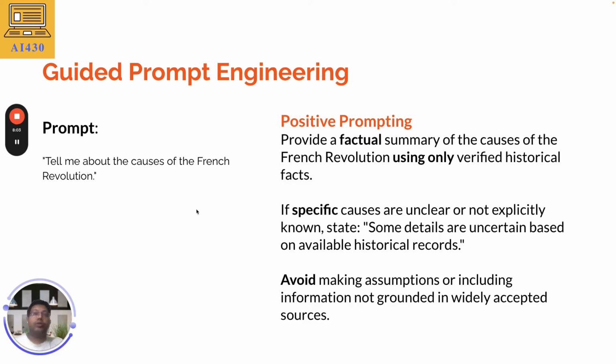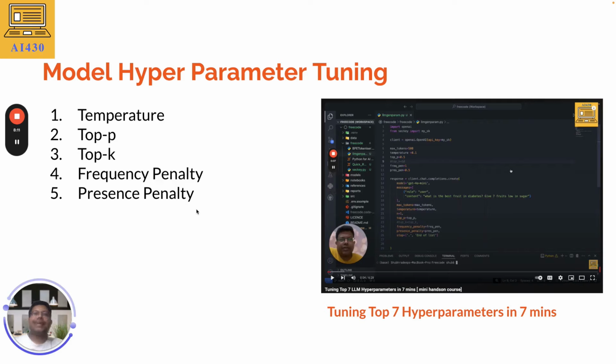Okay, we are going to the next methodology, the second in the row. So what is the second methodology that we have? The second methodology that we have is called model hyperparameter tuning. There are these beautiful 5 parameters that most of the LLMs have, which you can tune to ensure that you are getting predictable answers. So the first one in the lot is temperature.